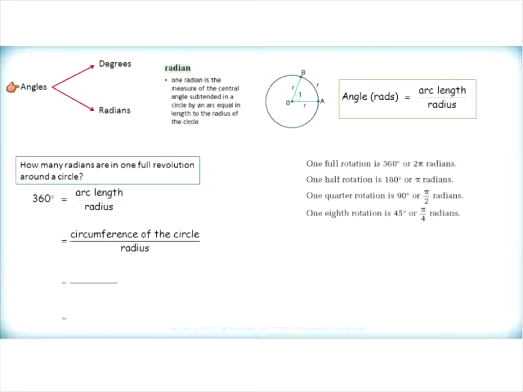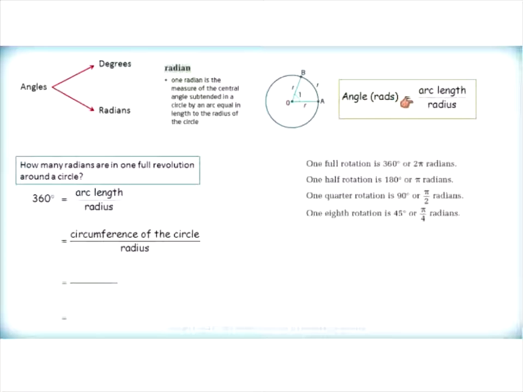Okay, let's quickly review what a radian measure is. First of all, we need to realize that angles can be measured in both degrees and radians. A radian is simply this. One radian is the measure of the central angle subtended in a circle by an arc equal in length to the radius of the circle. If you look at this diagram, it gives you some idea of what a radian measure is. When the radius is equal to the measure of the arc for this central angle, then the measure of that angle is 1 radian.